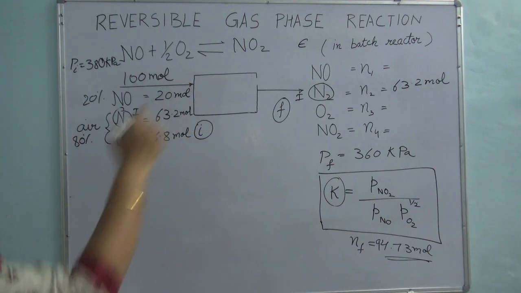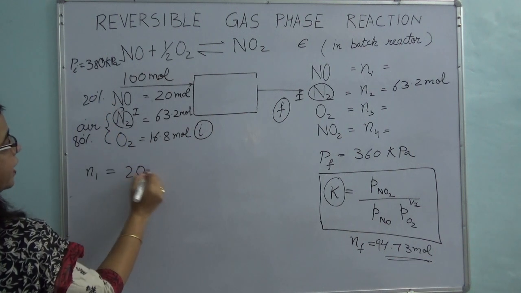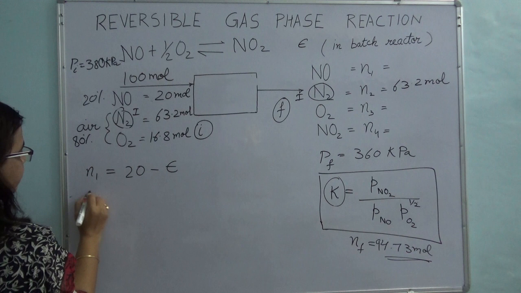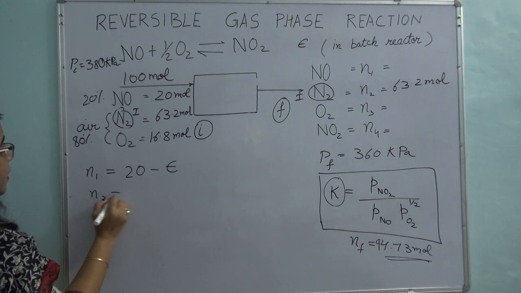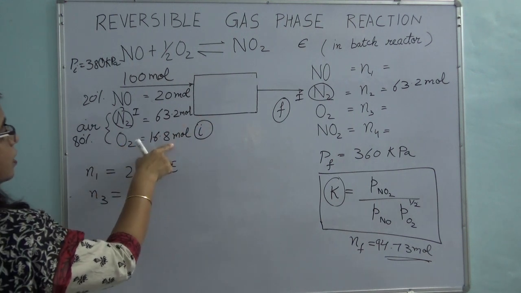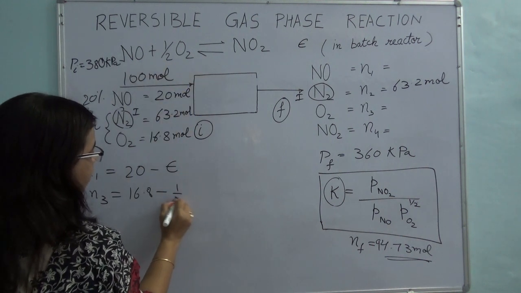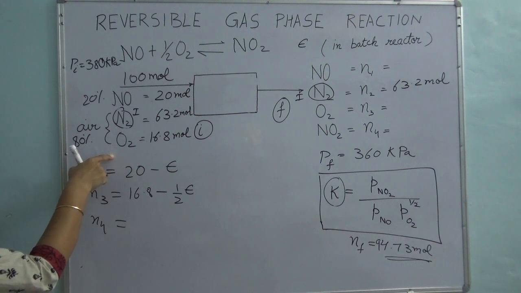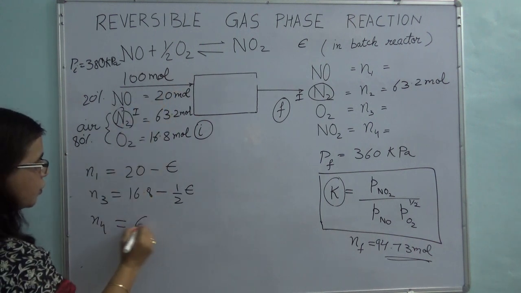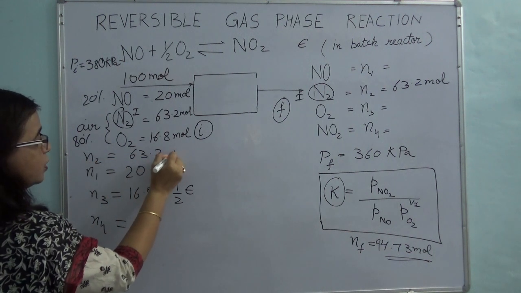So final number of moles N1 should be equal to the initial number of moles, that is 20, minus epsilon. N2 is an inert, so no need. N3 is equal to initially N30, which is 16.8, minus 1 by 2 times epsilon. N4 is equal to initially no NO2 is present in the feed, so 0 plus epsilon, so only epsilon. Okay, so I have written these three equations. Also I have N2 equal to 63.2 moles.